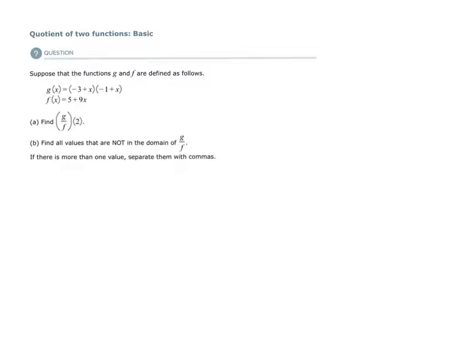We've got g of x equals (-3 plus x) times (-1 plus x), and f of x is 5 plus 9x. Now, we have to look right here. It says find g divided by f of 2. So what we are going to do is plug 2 in for x in each function. Okay? Plug 2 in for x in each function.